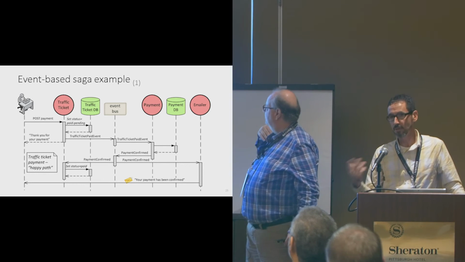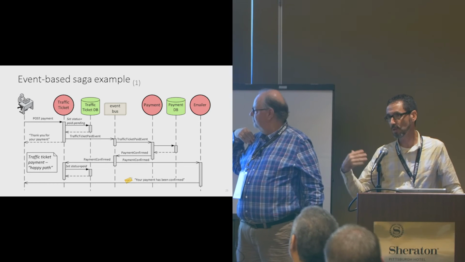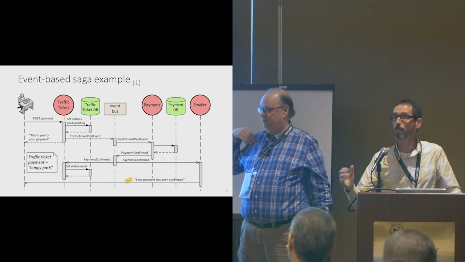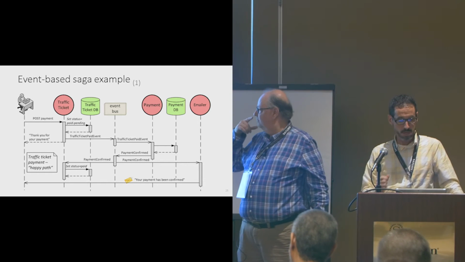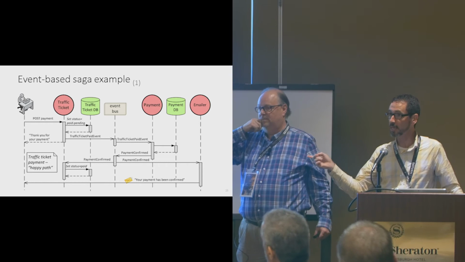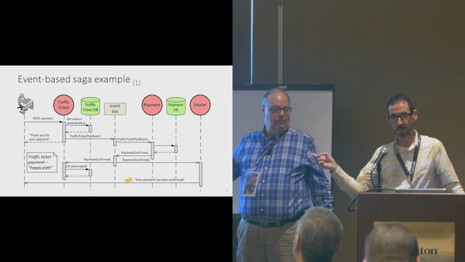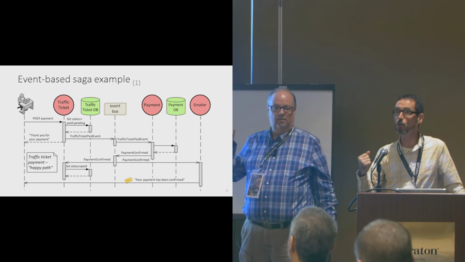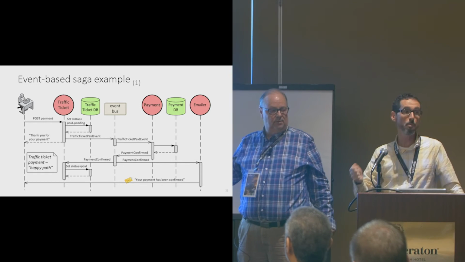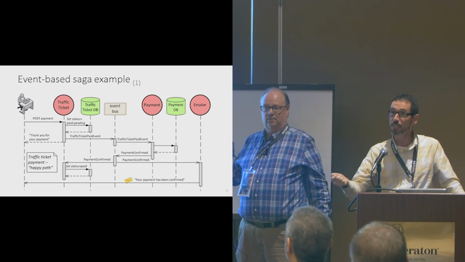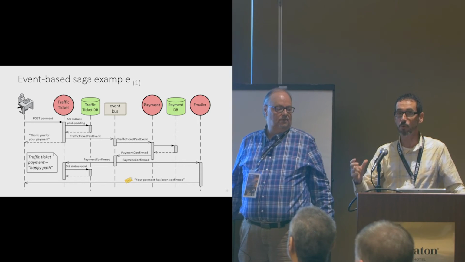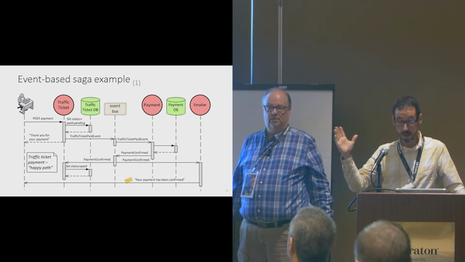And payment will then make some data changes to some payment database, and at the end, we'll send an event, payment confirmed, all right? Traffic ticket is a subscriber of the second event. When it gets that event, it knows the second step, which was the payment, is complete. So it will, at that point, effect the change that it made originally. So the ticket's now confirmed. So this is the kind of happy path.